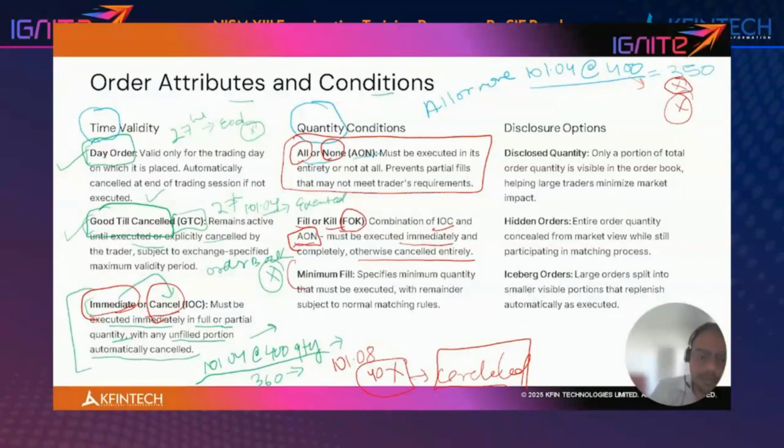Then there is a minimum fill. It specifies the minimum quantity that must be executed, with the remainder subject to normal matching rules. Last are the disclosure options. Disclosed quantity: only a portion of the total order is visible in the order book, helping large traders minimize market impact. I'll show you what happens when you place an order.